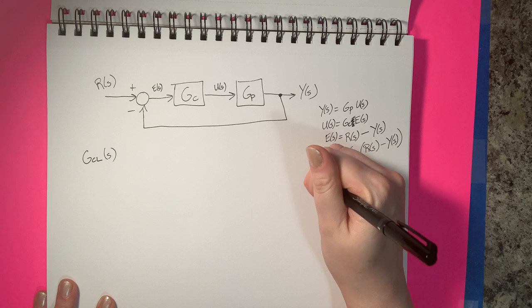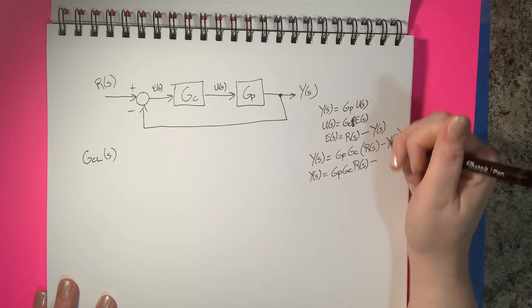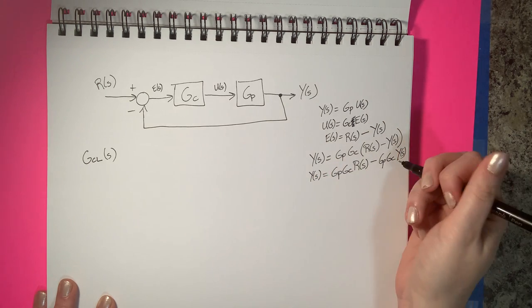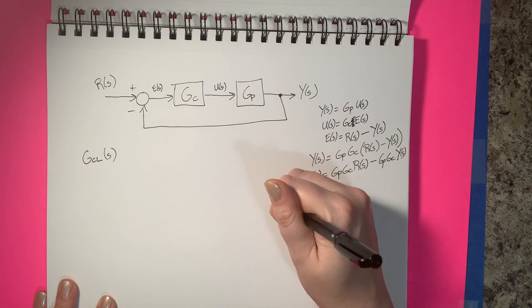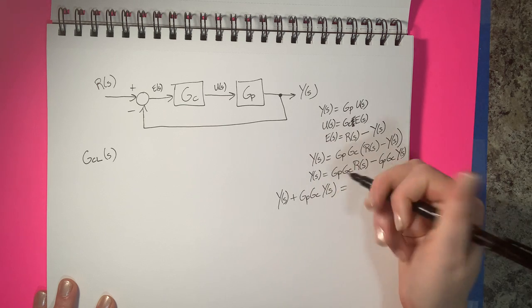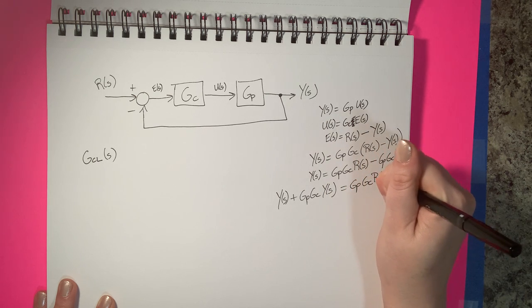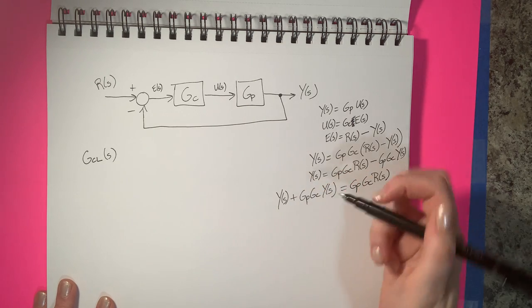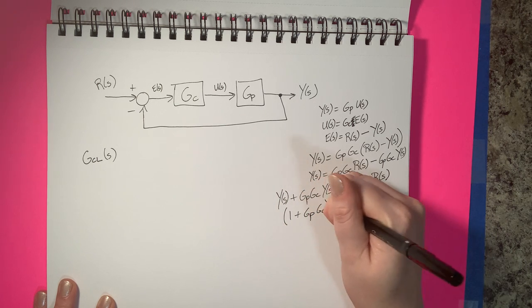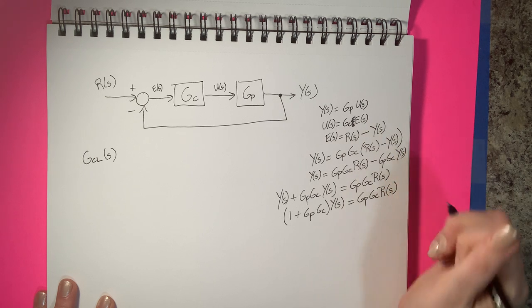We multiply this out, and we get GP GC R of S minus GP GC Y of S. Okay, just like that. All right, so I'm going to bring this whole Y term over to this side, and I have Y of S plus GP GC Y of S. And that's set equal to still the GP GC R of S. Okay, so we've got all of that. All right, so now I want to factor out that Y of S. So there's nothing too terribly exciting here. This is a really trivial example of block diagram algebra, but that's not really the goal of this problem.